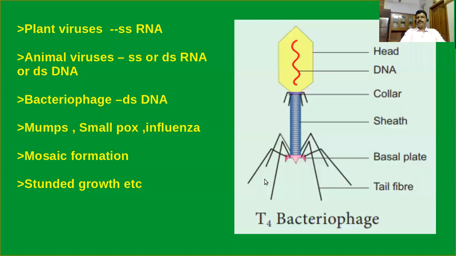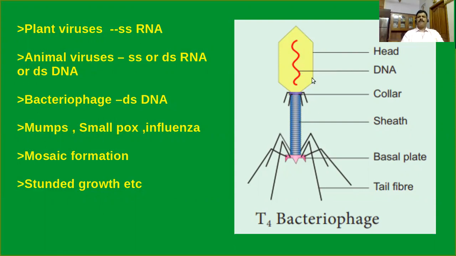Is it clear? Plant viruses have single-stranded RNA as the genetic material. But animal viruses may have single-stranded or double-stranded RNA, or double-stranded DNA as the genetic material. Some types of viruses called bacteriophages have double-stranded DNA as the genetic material. This is the diagrammatic representation of a bacteriophage.